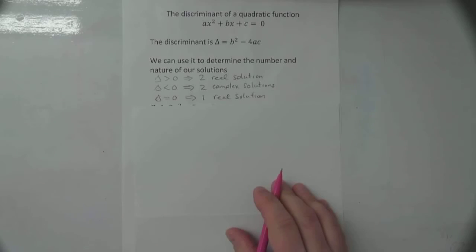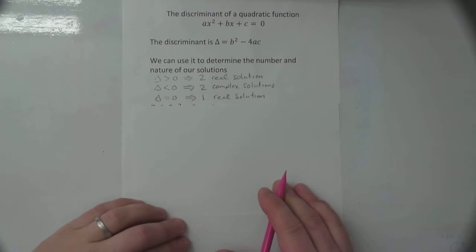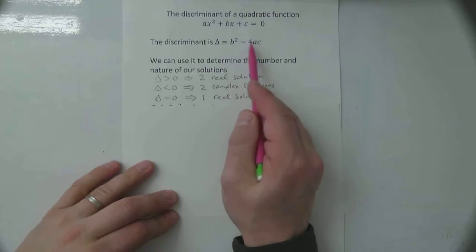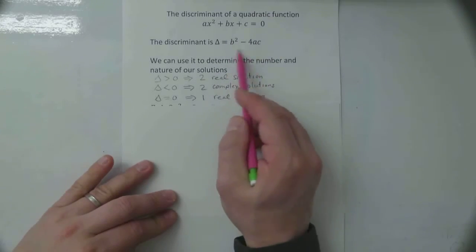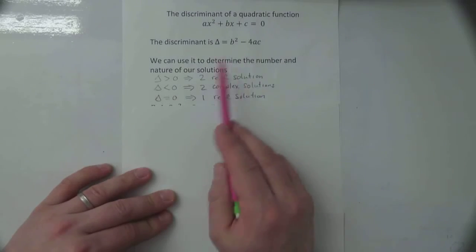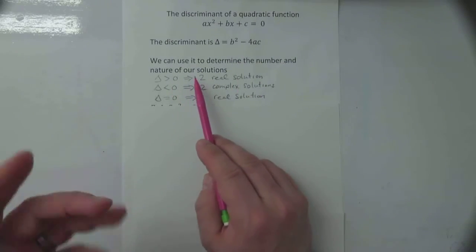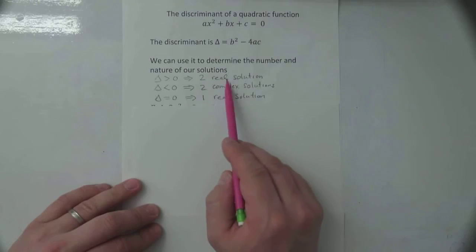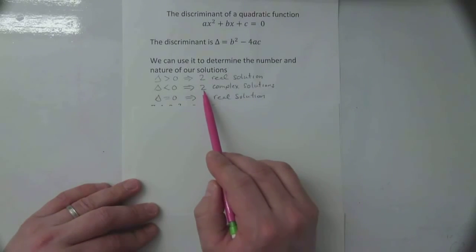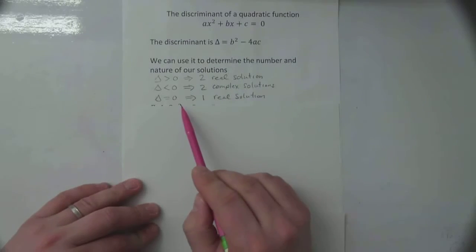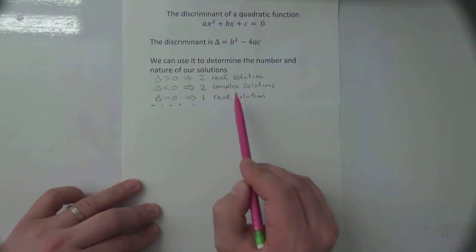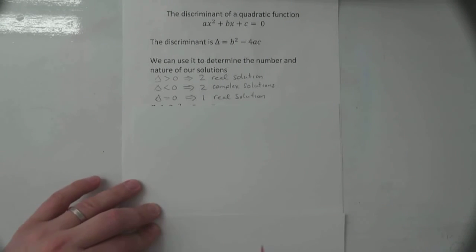That's really what the discriminant is used for. It's going to tell us what kind of solutions we have. If you remember the quadratic formula, this is the expression inside the square root. This is the radicand. And so again, if it's greater than 0, you can take the square root of a positive number and you get 2 real solutions. If that number is negative, then when you take the square root of it, you'll get 2 complex solutions. And if it's equal to 0, the square root of 0 is 0, and so we'll only get 1 real solution from that.